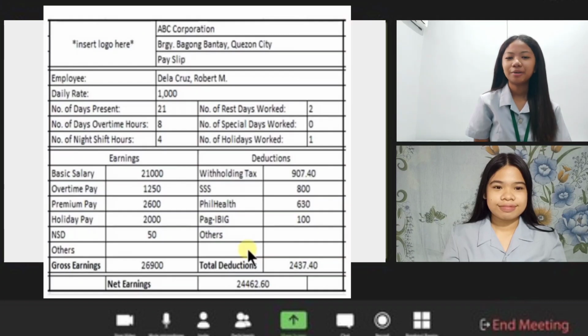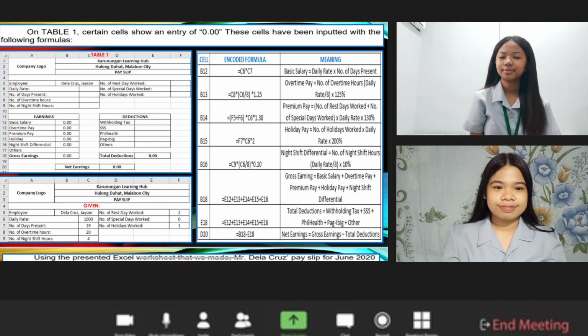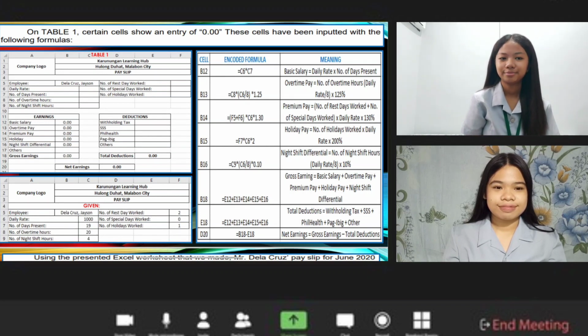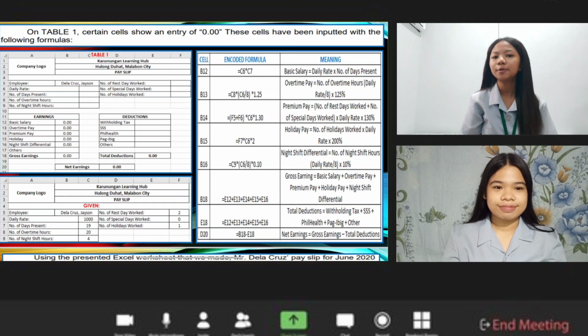Finally, Robert's payslip will look like this. So for another example, we have a payslip with a pie graph and we will try to create it in Excel. As we can see on table 1, certain cells show an entry, and these cells have been inputted with the following formulas. In this example, you will learn how to use Excel in the computation of your payslip and to present a graphical presentation of the details or particulars of the salary.